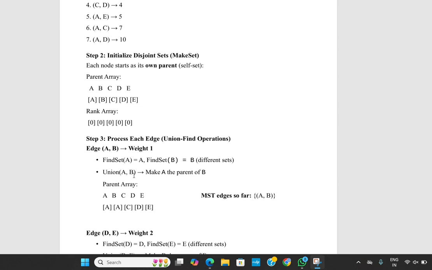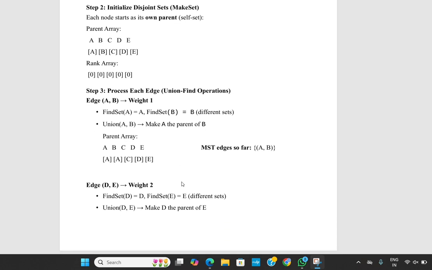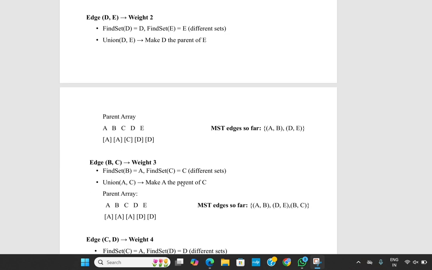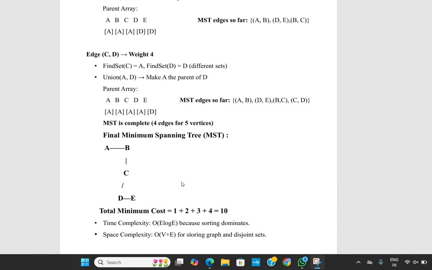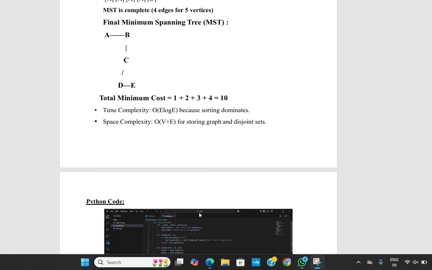Pick the smallest, A to B is 1. Pick the next smallest, D to E is 2. Continue until you have V minus 1 edges. And the final MST is edges A to B, D to E, B to C and C to D, and the total cost is 10.